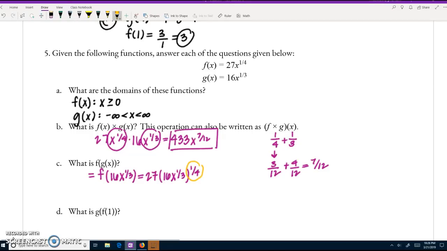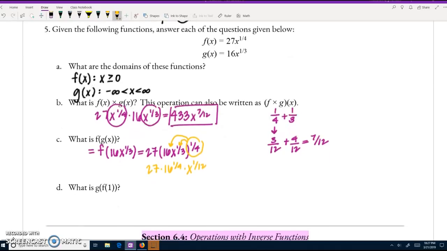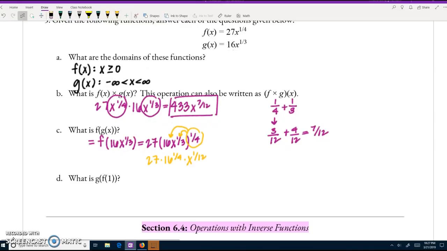The 1/4 needs to go to 16, and it needs to go to the 1/3. So I'm going to have 27 times 16 to the 1/4 power times x. When I multiply 1/3 and 1/4, I'll get 1/12 as my exponent here. And then I just want to check and see if anything's going to simplify a little bit. 27 here, 16 to the 1/4, that's the same thing as the 4th root of 16. Can't really do anything with the x to the 1/12 though.